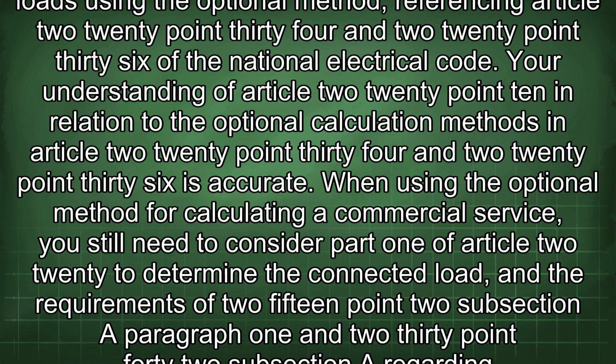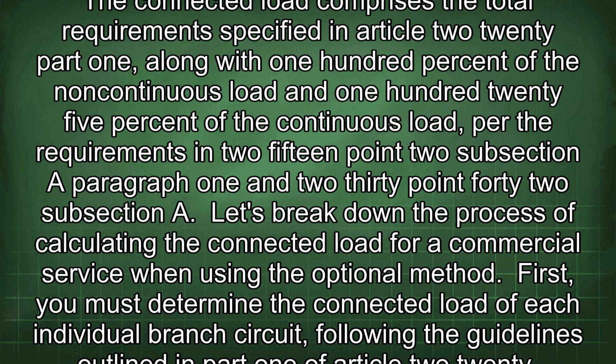When using the optional method for calculating a commercial service, you still need to consider Part 1 of Article 220 to determine the connected load and the requirements of 215.2(A)(1) and 230.42(A) regarding continuous and non-continuous loads. The connected load comprises the total requirements specified in Article 220 Part 1, along with 100% of the non-continuous load and 125% of the continuous load, but the requirements in 215.2(A)(1) and 230.42(A).